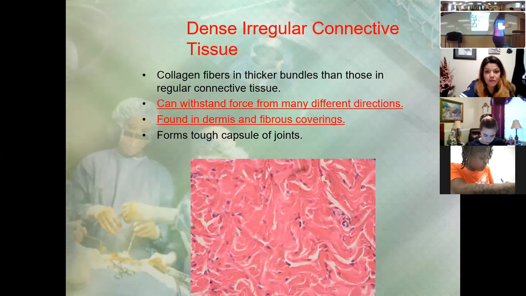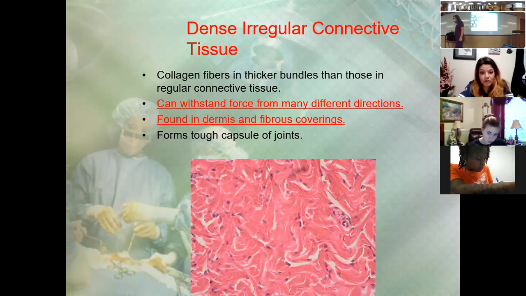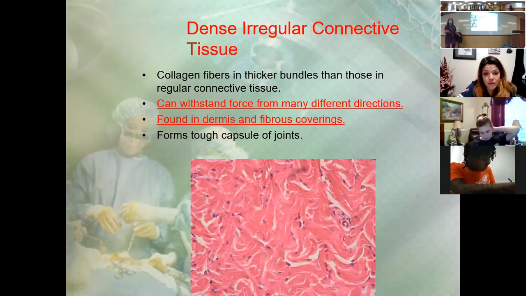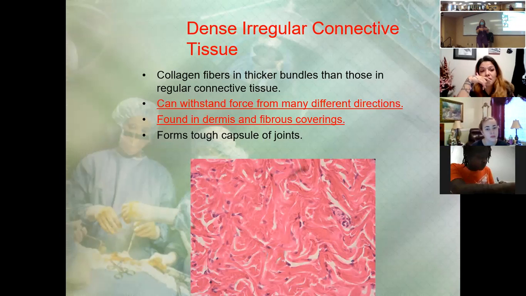Dense, irregular. We're still going to have these super strong fibers, but now we're moving in different directions. These are going to be like your dermis, which is underneath your skin. Your joint capsules are another example. We're still resisting stretch, but instead of all going in one direction, now we're going in different directions. It's creating more of a sheet, more of a sheet-like structure. So regular, dense: one direction. Irregular, dense: many directions.